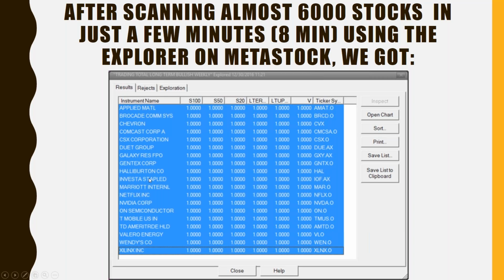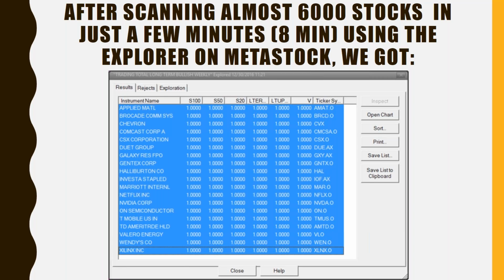We selected using technical analysis concepts like moving average, volatility, and a lot of things, and we got practically half of the examples we were discussing today. AMAT, Chevron, Comcast, CSX, Marriott, and semiconductors. So we performed the exploration in just 8 minutes. We screened 6,000 stocks in just 8 minutes.